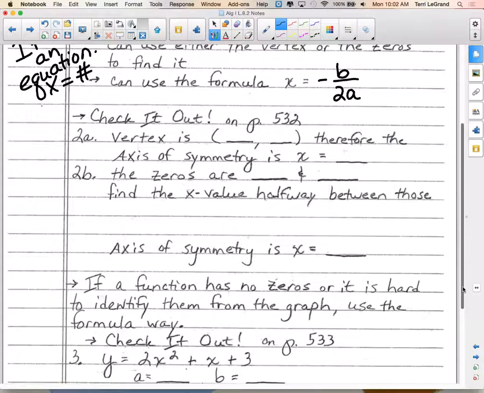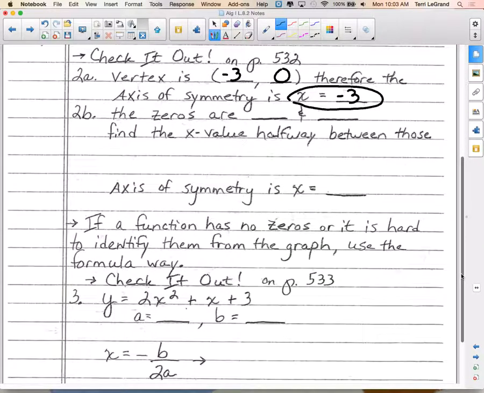When there's only one zero, that zero is actually the number that x is set equal to, because the axis is going to cross right through that vertex. So in this one, the vertex is at negative 3, 0. Therefore, the axis of symmetry is, let's circle that, x equals what? Negative 3. A vertical line would be drawn going through that vertex. We're going to write our equation x equals negative 3.